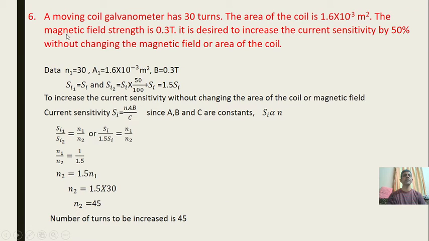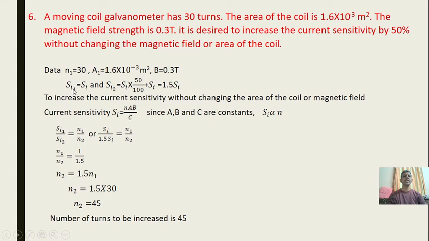Again, the sixth problem: a moving coil galvanometer has 30 turns. The area of the coil is 1.6 into 10 power minus 3 meter square. The magnetic field strength is 0.3 Tesla. It is desired to increase the current sensitivity by 50% without changing the magnetic field or area of the coil. Here the given data is N1 is equal to 30, A1 is equal to 1.6 into 10 power minus 3 meter square, the area of the coil, and the strength of the magnetic field B is equal to 0.3 Tesla.